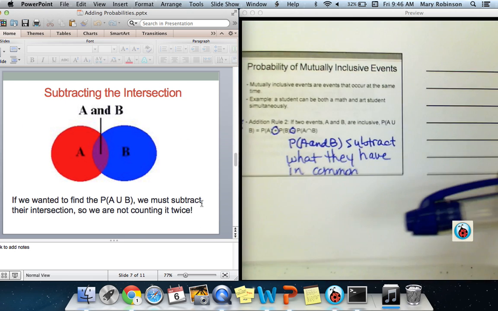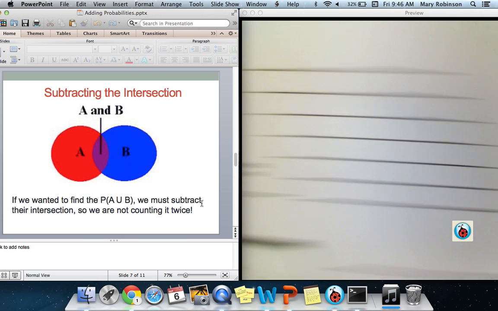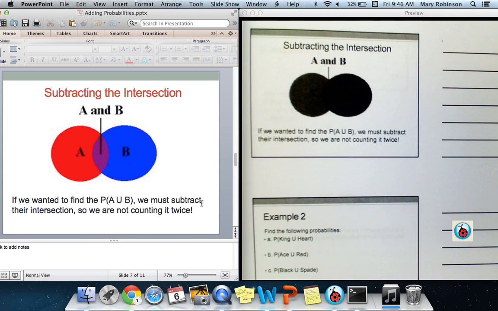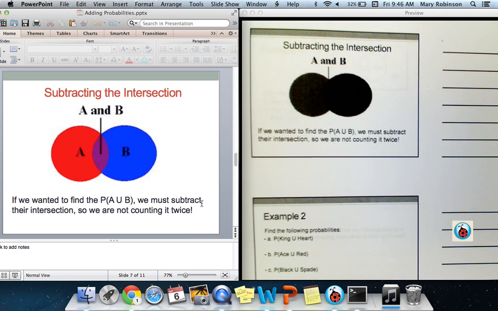So let's consider this Venn diagram in the PowerPoint. Notice if you have two events, A and B, and they have a section that overlaps. It's hard to see on the PowerPoint, but if you look at the slide, you'll see it. The section that's kind of purple there in the center is what they have in common. So if we want to find the probability of A or B, we must subtract their intersection, so we're not counting it twice. That section that's purple is already counted when we find the probability of A, and the purple section is also counted when we find the probability of B. So if we don't subtract it, we are including that overlapping area twice.